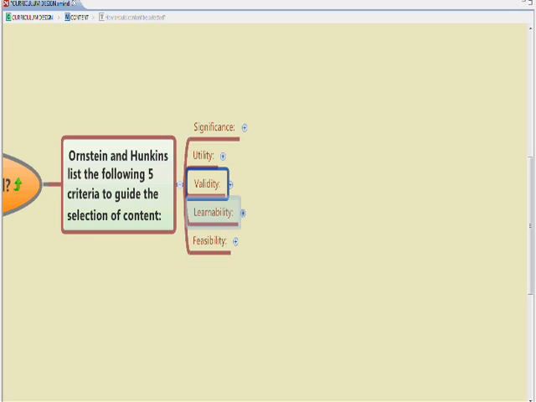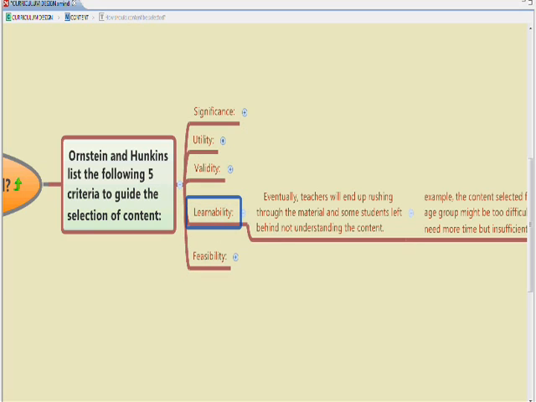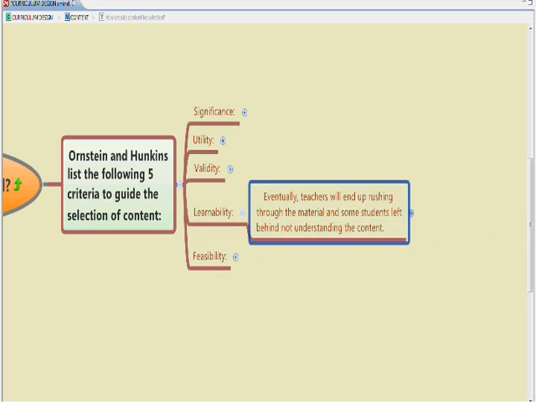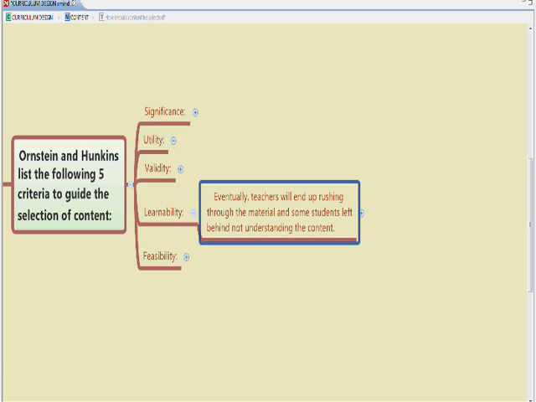Now then you have learnability, right? Let's see what learnability is. Eventually, teachers will end up rushing through the material, and some students are left behind, not understanding the content. Now, this really happens a lot. Even in my own course at this moment, I was so ambitious, or I am really ambitious. I have a whole big body of knowledge that I want to deliver effectively to you. But as I go through the course, I realize that I'm burdening you tremendously, that I have to trim the corners and really flesh out core content as opposed to all the peripheral knowledge.